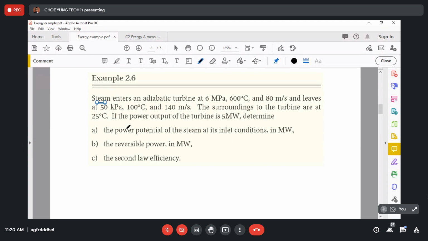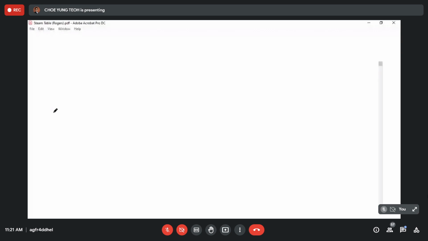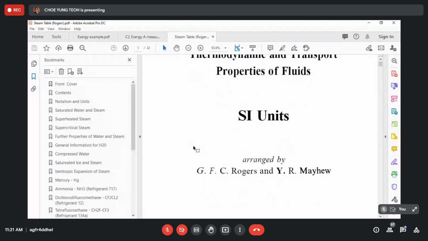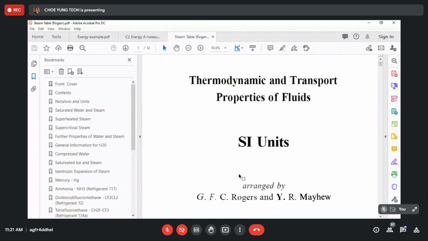In the exam, because we have the online exam, you have to prepare your own steam table. It can be a soft copy or a hard copy. The steam table that we use is normally this version from Rogers, titled Thermodynamic and Transport Properties of Fluids. It's not called a steam table alone because it includes many types of fluid which do not obey the ideal gas law.